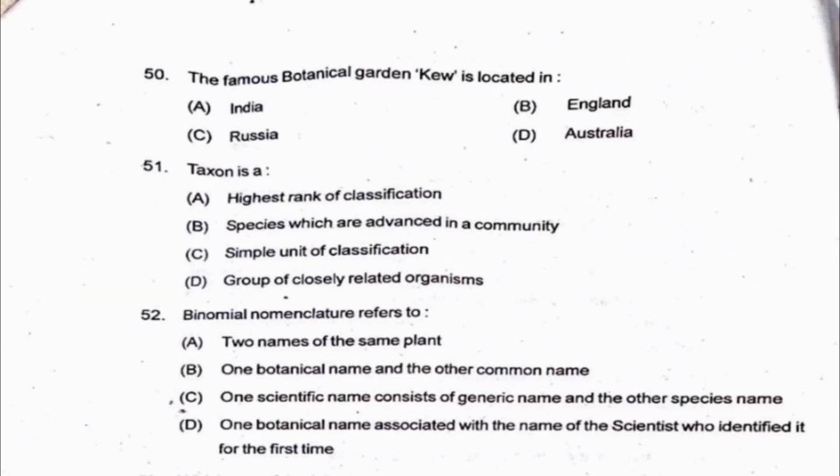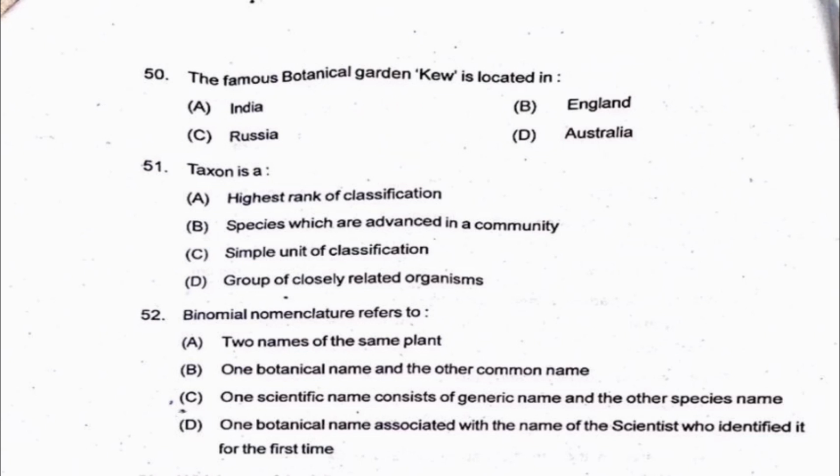Next, question number 50. The famous botanical garden Kew is located in: option A, India; option B, England; option C, Russia; option D, Australia. So the Royal Botanical Garden is located in Kew, England. It is an important institution for education and botanical research. So the correct answer is option B.